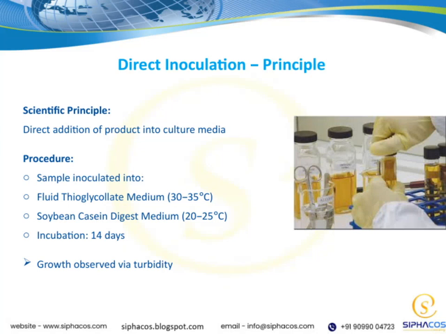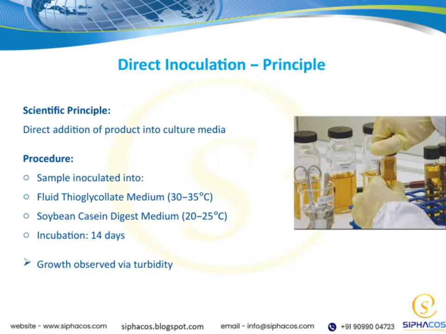Now, let's talk about the principle behind direct inoculation. Essentially, this involves adding a sample directly into specific culture media to check for microbial growth. The key idea here is the direct addition of the product into the media, which allows us to observe whether microorganisms are present. The procedure involves inoculating the sample into two types of media.